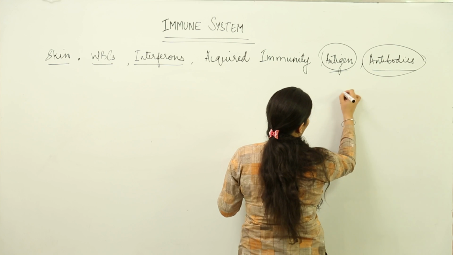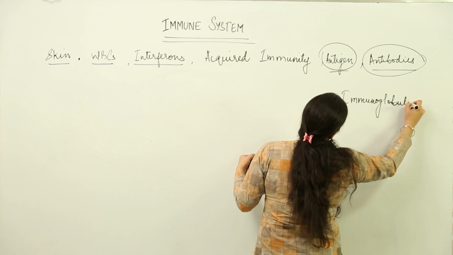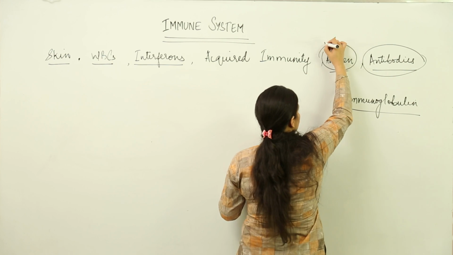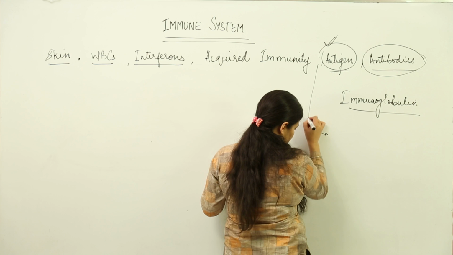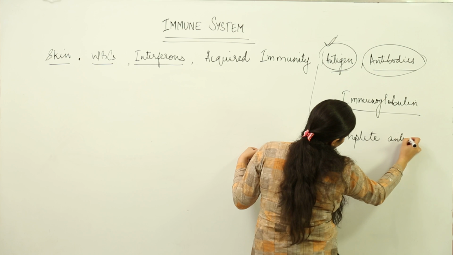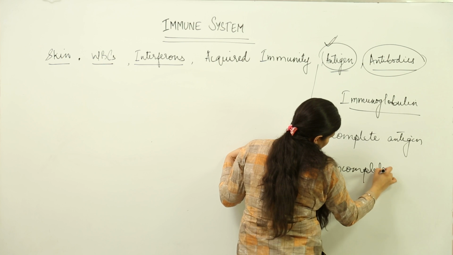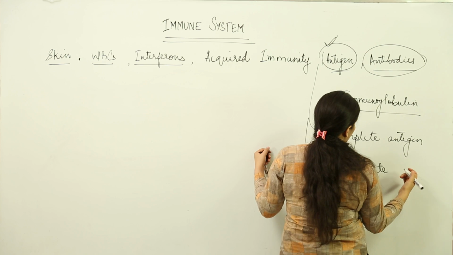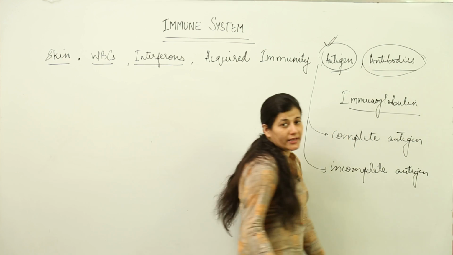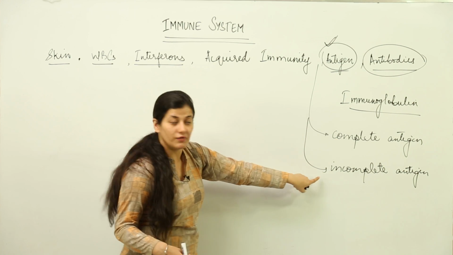Antibody is an immunoglobulin that is produced in response to an antigen. Now antigens could be of two types. One would be complete antigen and the other one would be incomplete antigen. Now the complete antigen is able to produce an antibody response against it, and the incomplete antigen attracts the neutrophils and other cells to destroy it. So we have complete antigen and we have incomplete antigen.